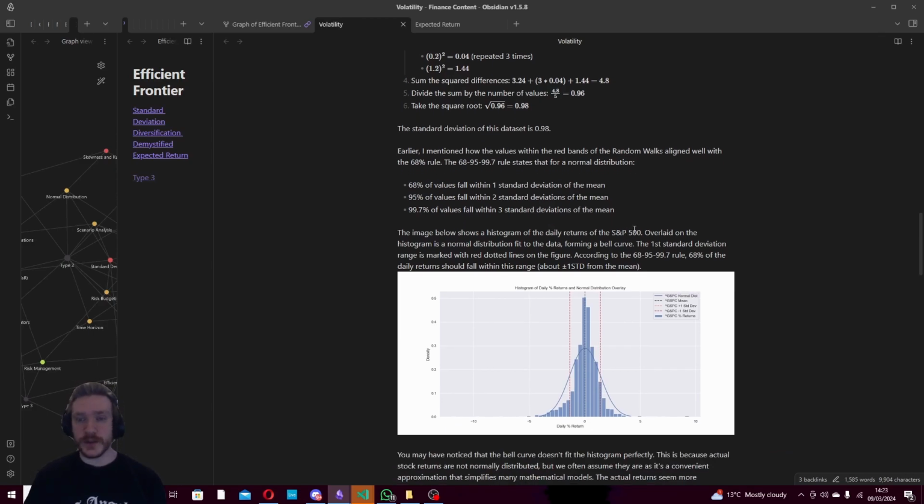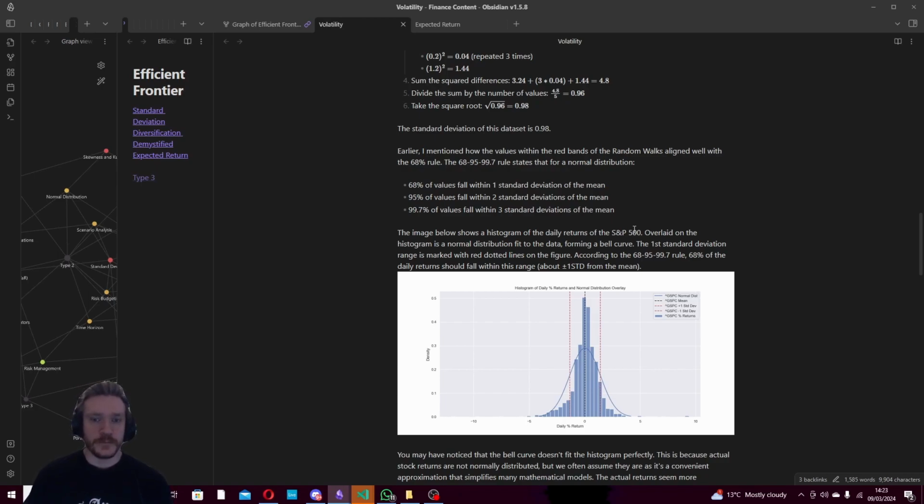So earlier I talked about these random walks and the values that fell within these shaded red region, and I said, oh yeah, roughly 68% of the simulations of the possible movements of this price fell within that standard deviation band. What did I mean by that?